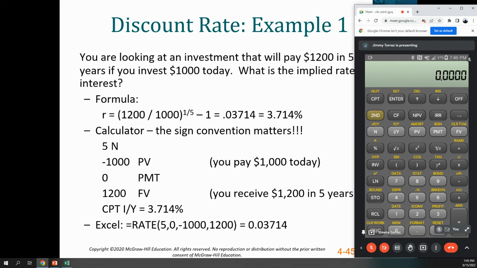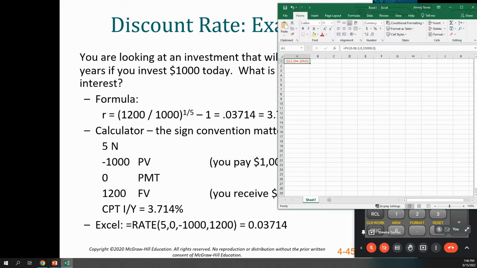Okay, now let's do it with the financial calculator. The number of years is 5, so 5 and enter. The present value is 1,000, but in this case, it's our outflow, so we're going to make it negative. Present value negative 1,000, enter. Payment 0, which is default. 1,200 is going to be my future value, enter. And I want to hit compute, I over y, and voila, I get 3.7137.